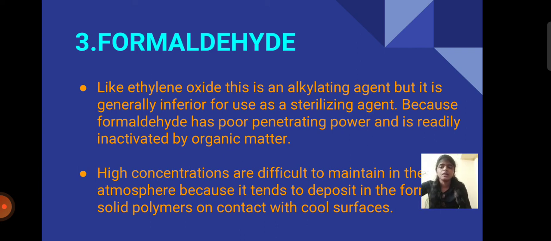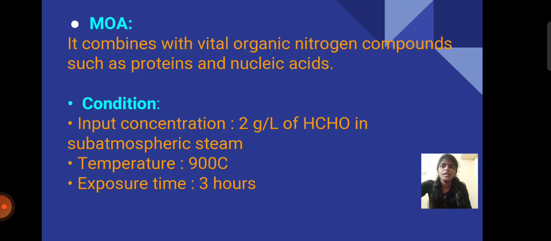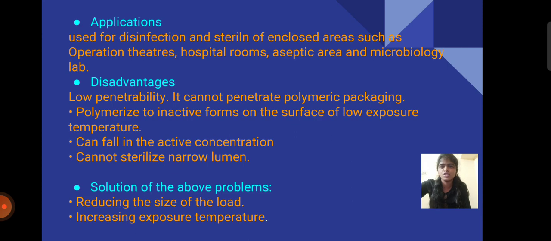Coming to the mode of action, it combines with vital organic nitrogen compounds such as proteins and nucleic acids. The conditions are a concentration of 2 grams per liter of HCHO in subatmospheric steam, a temperature of 90 degrees Celsius, and an exposure time of 3 hours. The application is disinfection and sterilization of enclosed areas such as operation theaters, hospital rooms, aseptic areas, and microbiology labs.